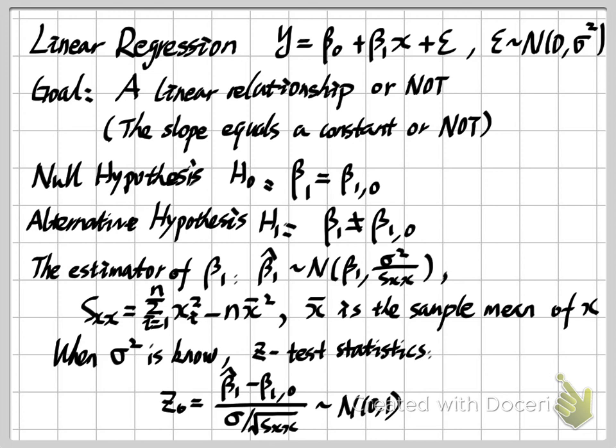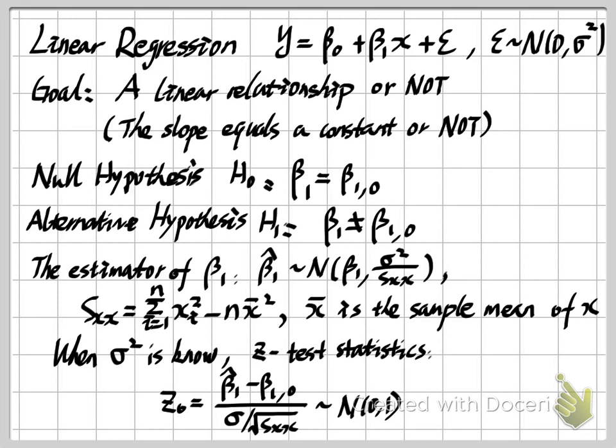Similar to the z-test in our previous videos, we can do the z-test on this part. This is only true when we know the true value of sigma, in other words, if we know the variance of our error term. However, if we don't know the variance of our error term, what should we do? We talked about this several times in our previous videos.